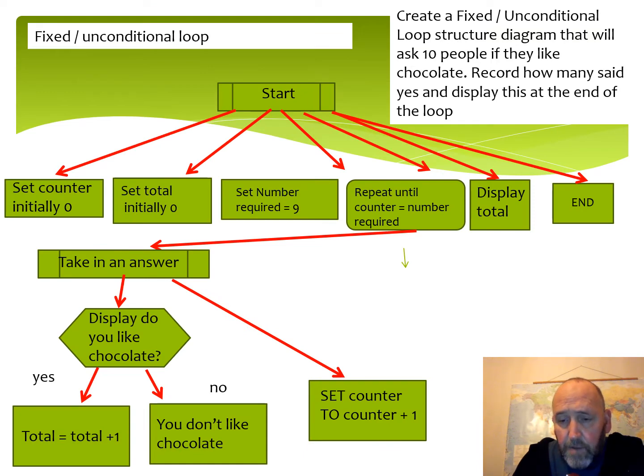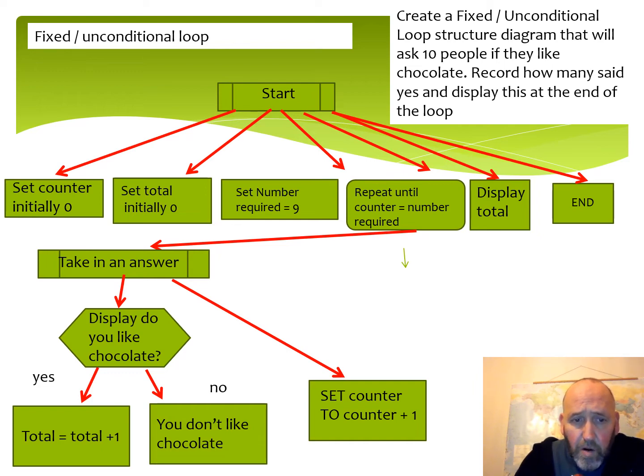This is the answer that I came up with, and by the way, everybody's got their own way of doing these things. I've started it. Counter initially 0, total initially 0, number required 9, repeat until the counter equals number required. Taking an answer. Do you like chocolate? Yes, then total equals total plus 1. You don't like chocolate? Oh well, that's the message that you get. But then, once we take an answer, we set the counter to counter plus 1.